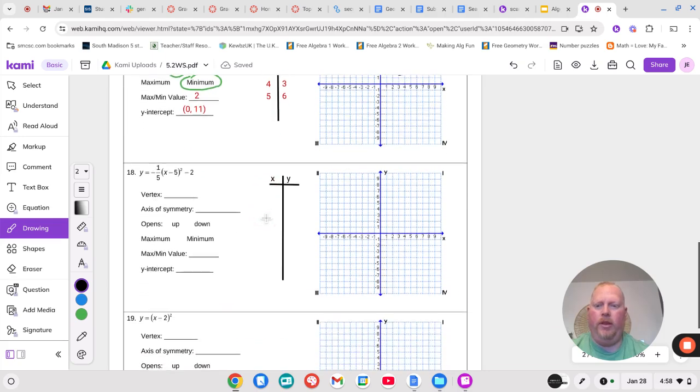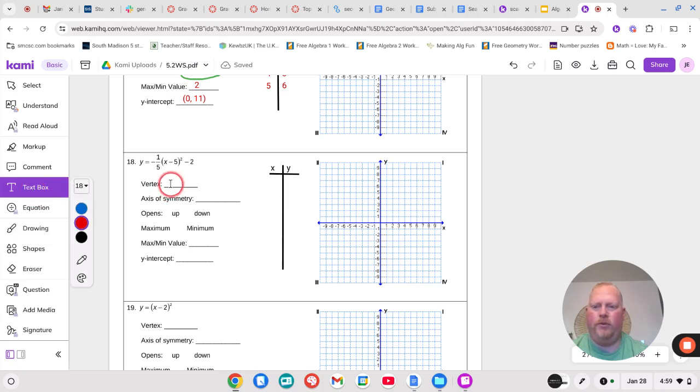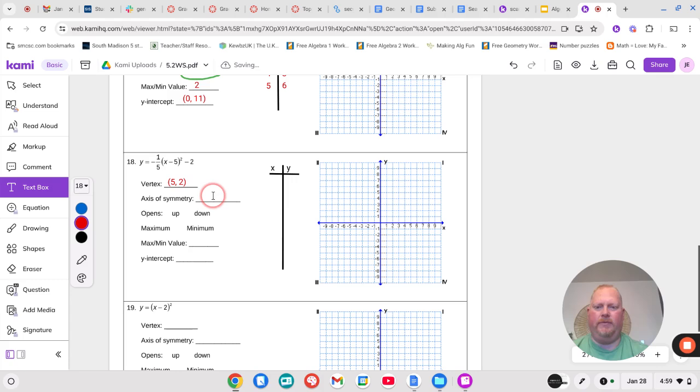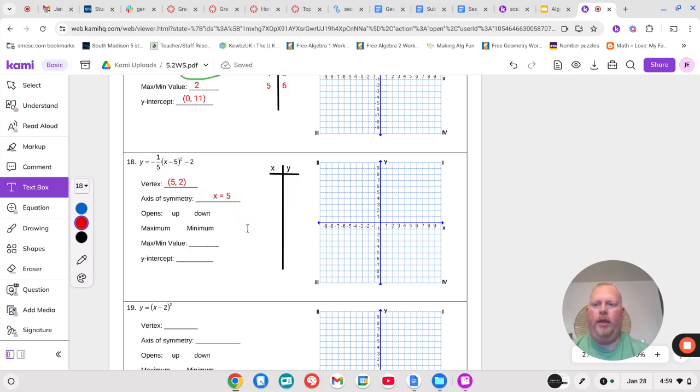Let's do one more. And this one's not going to be pretty, but that's all right. Vertex should be easy to find. So the vertex is going to be a positive 5, negative 2. Which makes the axis of symmetry x equals positive 5. And then that a value, the negative 1/5. Because it's negative, we know it's going to be upside down. And then it's 1/5, that's close to 0, so it's going to be pretty wide.